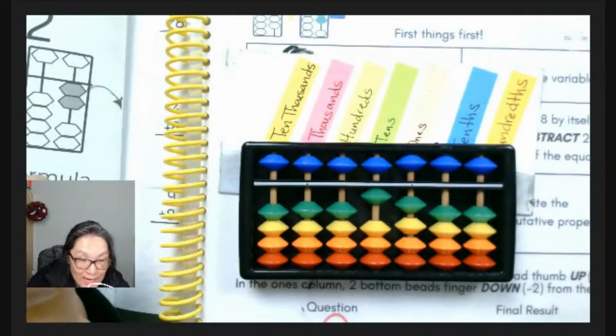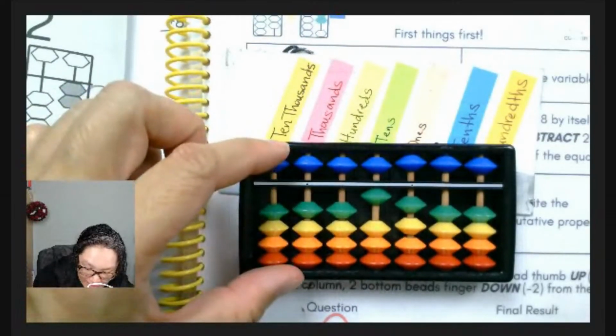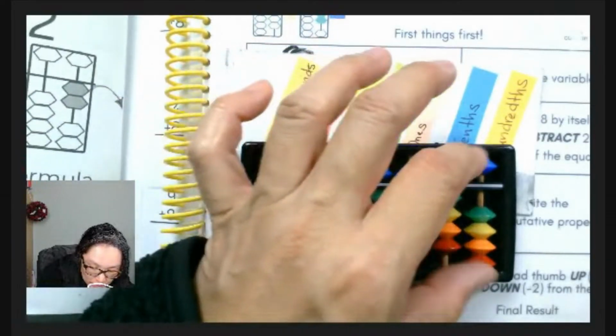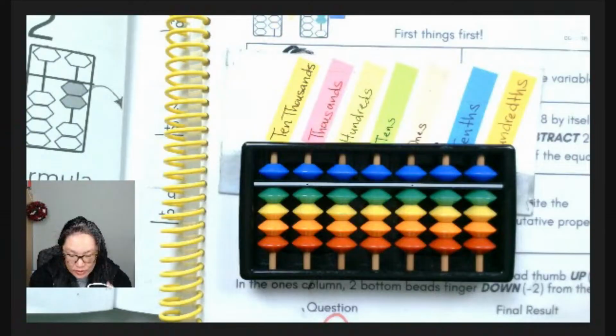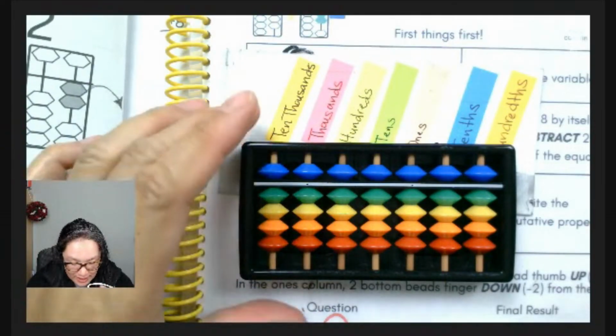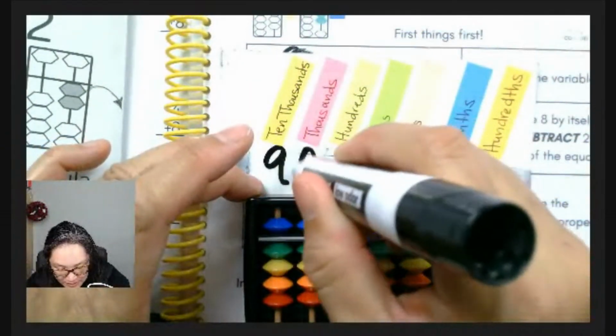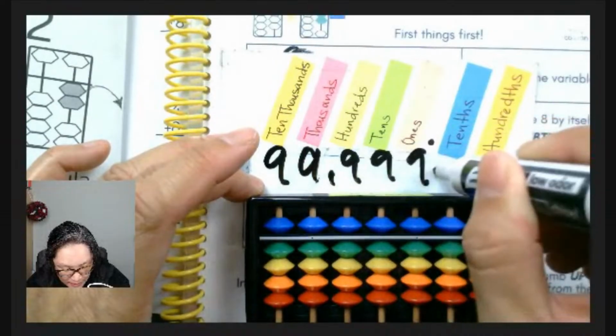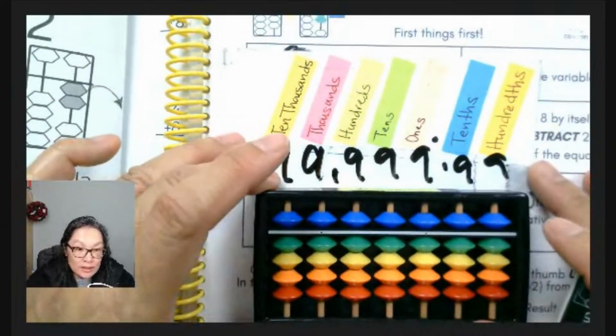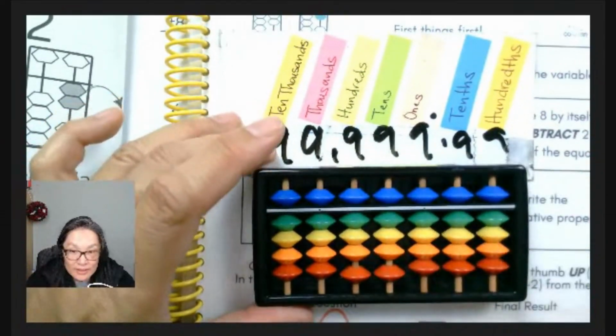Which one is the highest number? We can do 9. 9 is the highest number. It would look like this: 99,999.99. That is the highest number on this abacus.